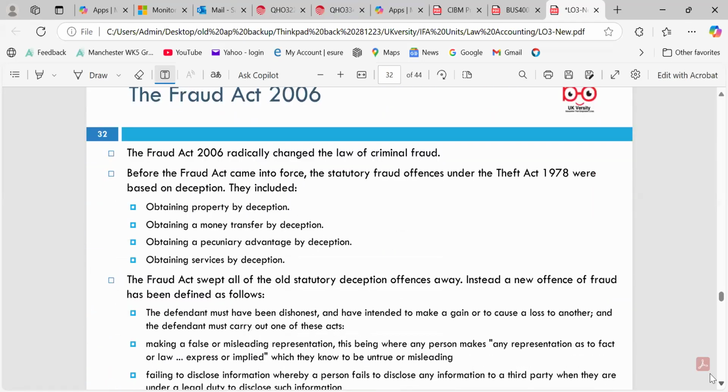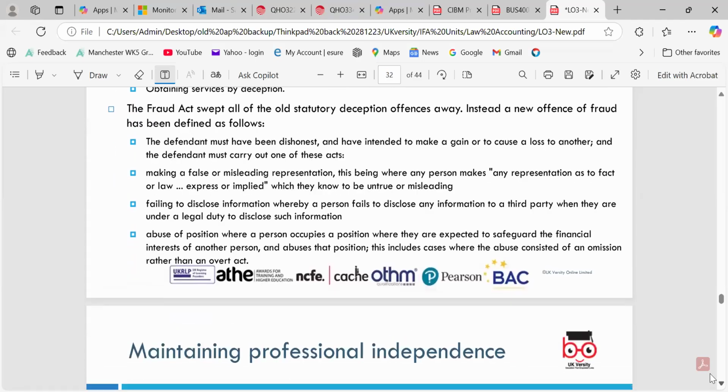Okay, the Fraud Act 2006 radically changed the laws on criminal fraud. Before it came into force, statutory fraud offenses under the Theft Act included obtaining property by deception, obtaining a money transfer by deception, obtaining other advantages by deception, and obtaining other services by deception. Sometimes using fake documents also leads to the same category.